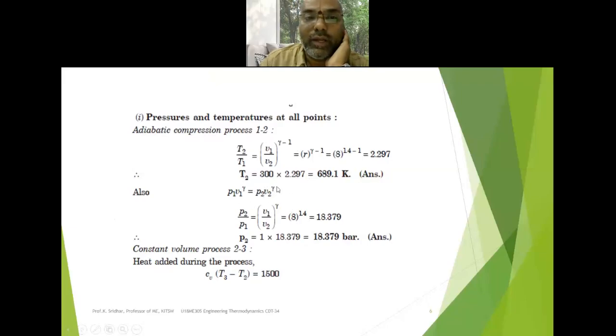And we know that the basic governing equation in the adiabatic process is P1 V1 to the power of gamma equals P2 V2 to the power of gamma. From which we are able to estimate the P2 value also as 18.379 bar.